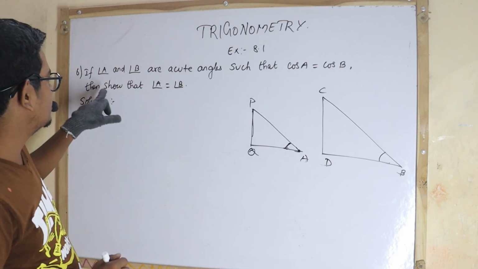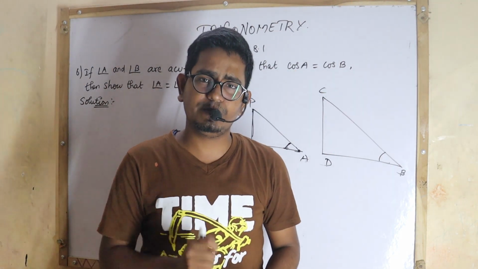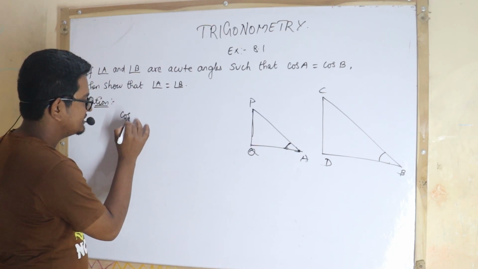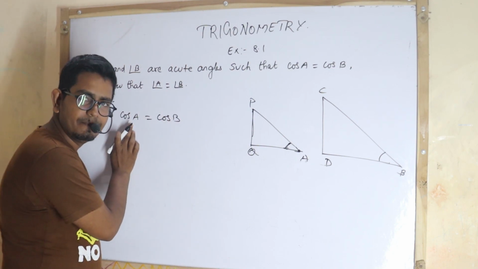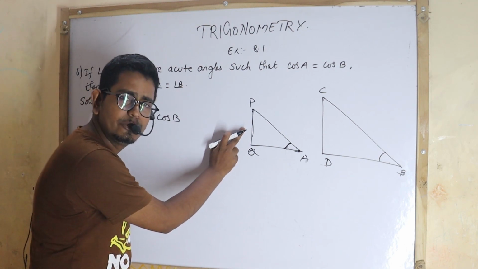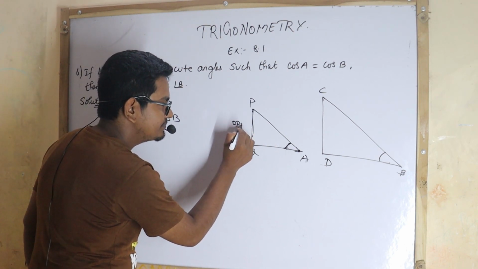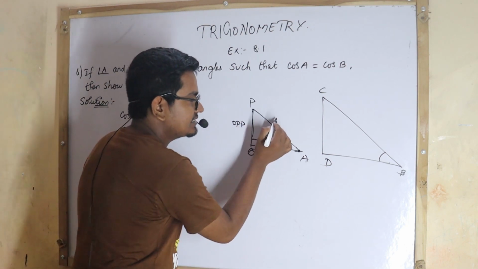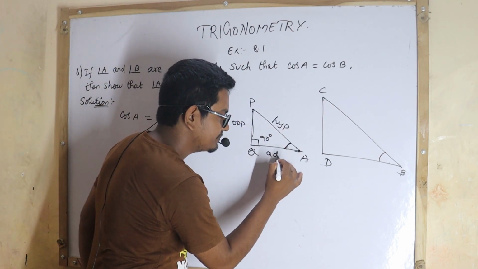Now go to the question. They have given us that cos A is equal to cos B. What is the formula for cos A? We have to write the side opposite to angle A. What is the side opposite to angle A? It is the opposite side. This is 90 degrees. The side opposite to 90 degrees is known as the hypotenuse. And the last side is the adjacent one.